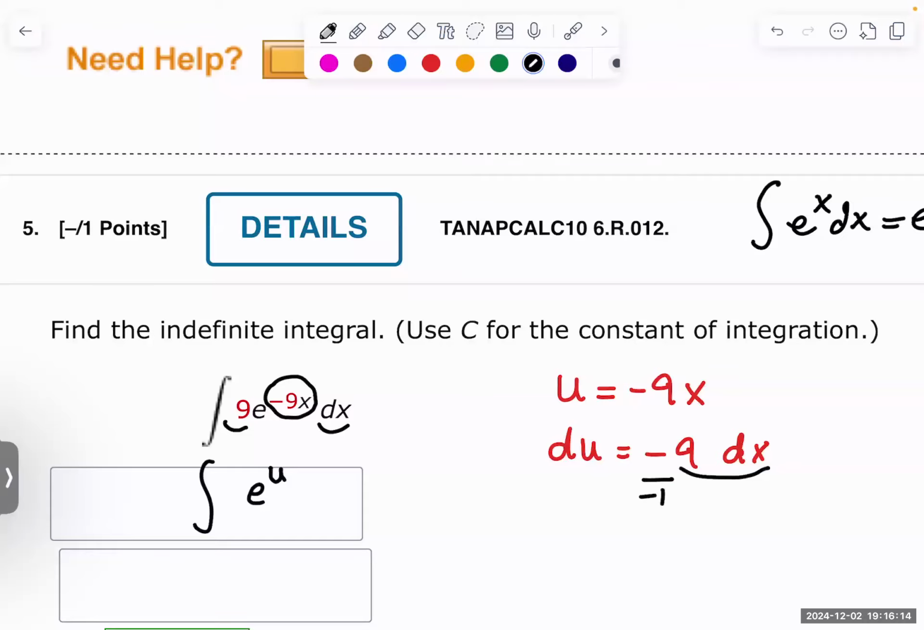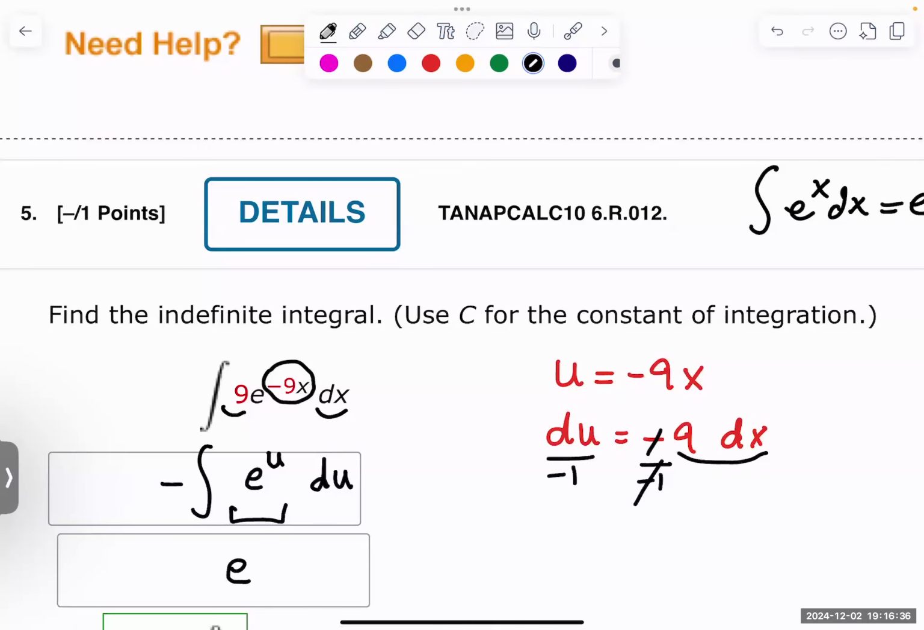I need to divide both sides by -1 to isolate 9 dx. So that's du over -1, which you can again pull the -1 out. Now what is the antiderivative of e to u? E to u, you carry the negative, plus c. That's equal to -e, and then instead of u, I put -9x plus c.